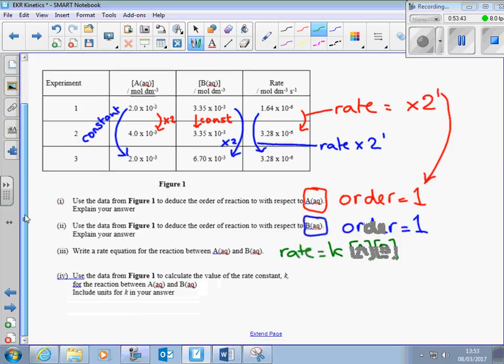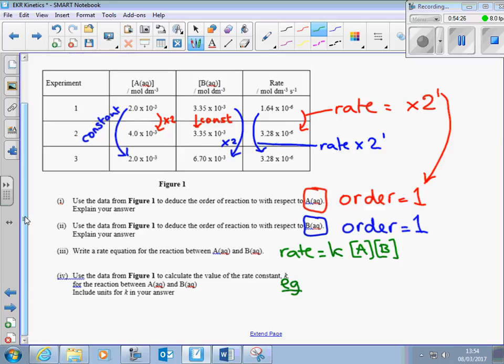And then part 4, a little bit more challenging perhaps. Use the data from figure 1 to calculate the value of the rate constant. Well, we could use any of the experiments to do it. It doesn't matter. You've got 3 sets of data. They should all produce the same answer. You feed 1 or 2 or 3 into that equation that we've just done. So let's just take the first row, because any of them would do.